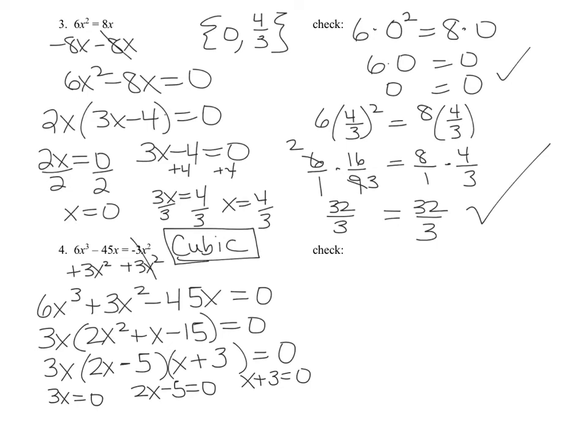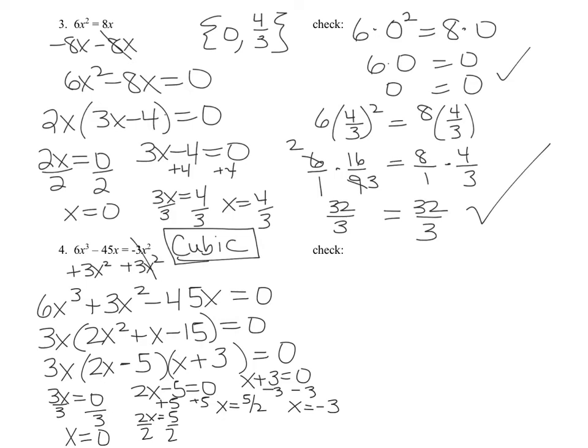So the first one, when you divide both sides by 3, you should get that x is equal to 0. For this next one, you're going to add 5 to both sides and get 2x equals 5. And then divide everything by 2, and you get that x is equal to 5 over 2. And in the last one, you subtract 3 from both sides, and you get that x is equal to negative 3. So your solutions, you have 3 of them.